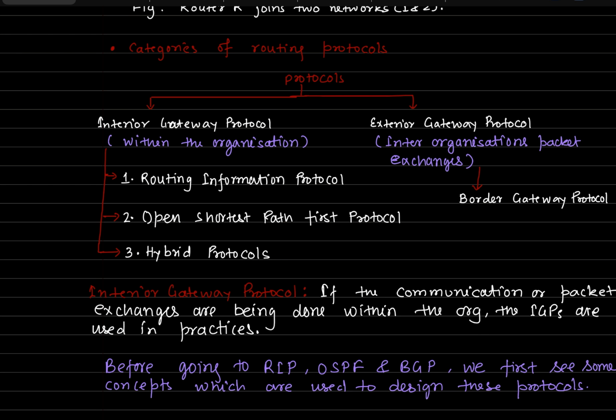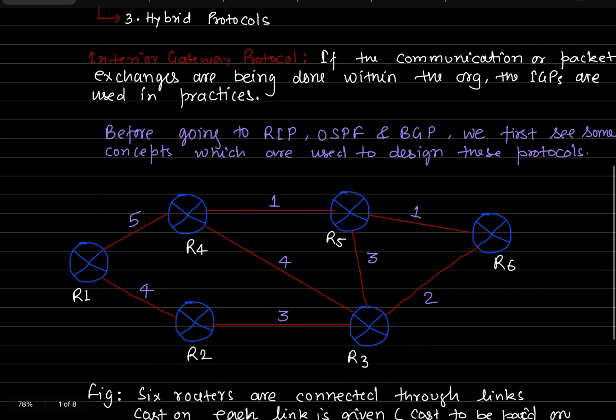In these lectures, I will first cover the Routing Information Protocol, then the Open Shortest Path First protocol. Then we will go ahead and cover the exterior gateway protocols. If there is communication between organizations, then we use this kind of protocol. The protocol that comes under this category is BGP, the Border Gateway Protocol. Before going to the actual protocols, we need to know some preliminaries. Suppose we have the RIP, OSPF, and BGP protocols.